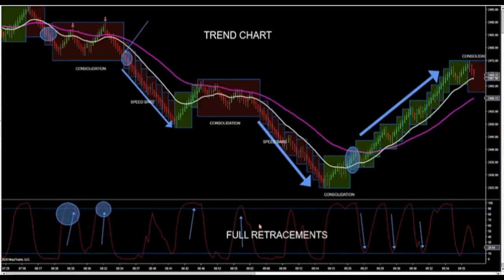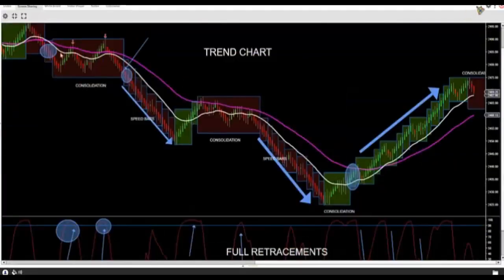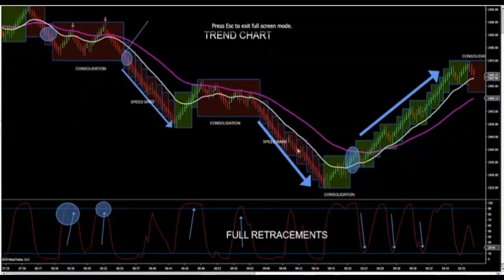Below here is a full retracement indicator. What I want to see is, if I'm in a downtrend where moving averages are down, which we were at this point in time, then I want to see full retracements on my indicator below to let me know when the market's at a possible exhaustion point at the high or low point in the market. So here's the easiest way to spot trades on any market.